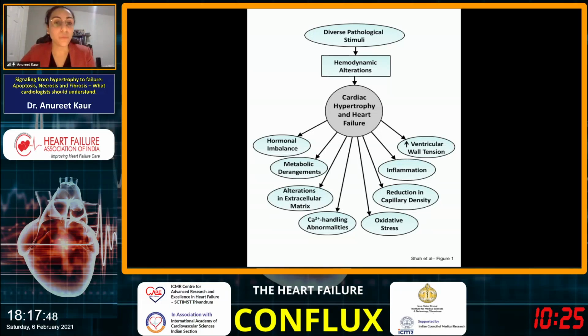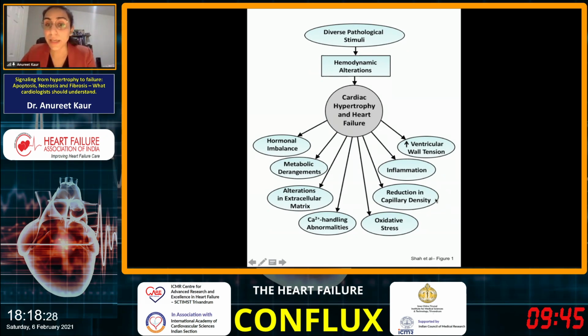That could be hormonal imbalance. We have an increase in different vasoactive hormones. We have metabolic derangements, with regard to substrate oxidation and utilization. Then we have alterations in the extracellular matrix, in regards to fibroblasts and other kinds of cells. Then we have calcium handling abnormalities, because of the sarcolemma or sarcoplasmic reticulum, which originate from those organelles. Then we have oxidative stress, which originates from mitochondria and the production of NADPH.